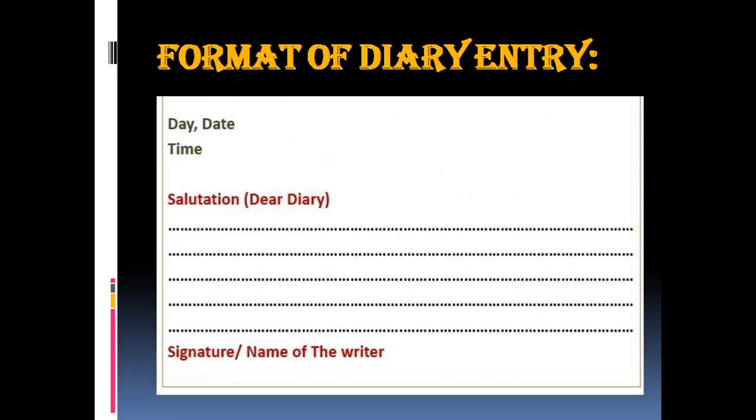This is the format of how you are supposed to write the diary. How will you begin? You have to begin the diary by starting with day, date and time. Then you will write the salutation, Dear Diary. Next will be the body of your diary. Whatever is the matter of your diary, you can write it there. And finally, you will end with your signature or the name of the writer, whoever writes the diary.